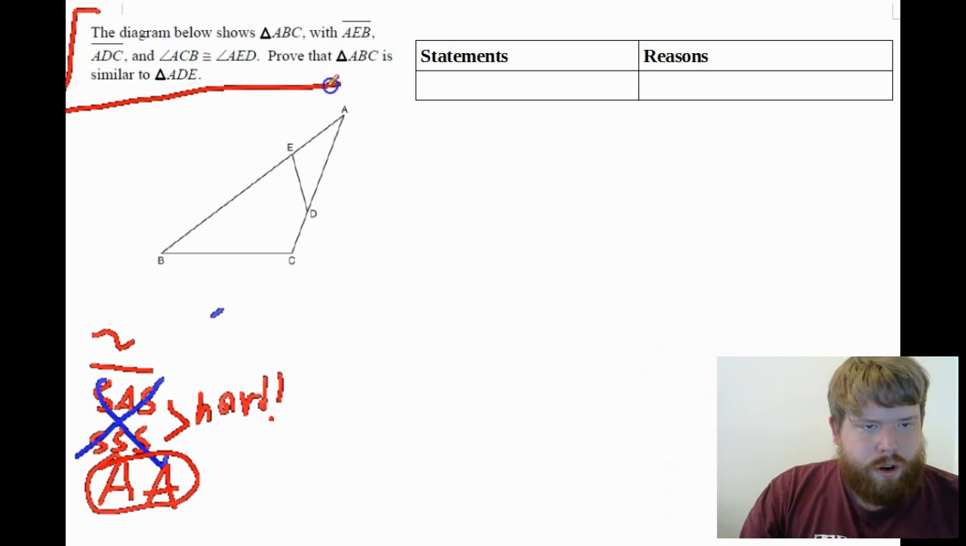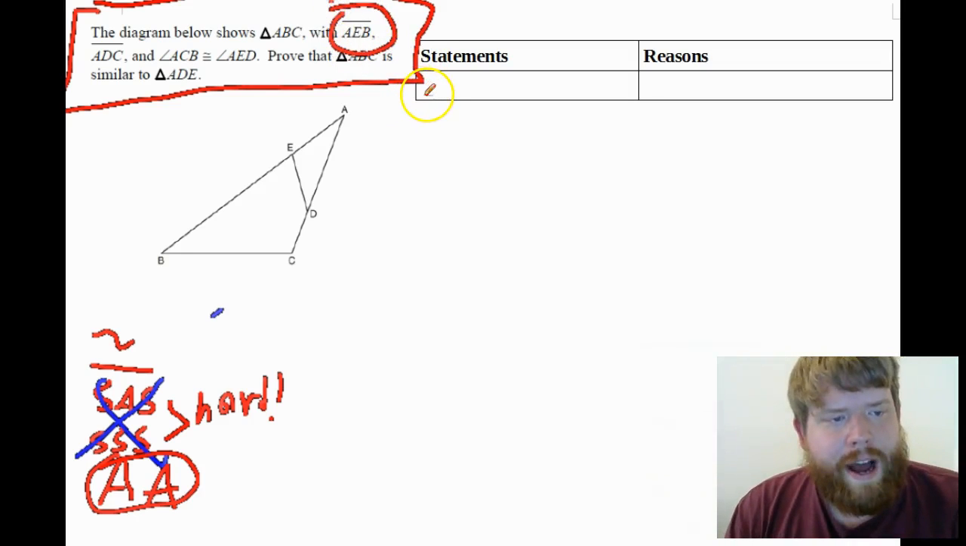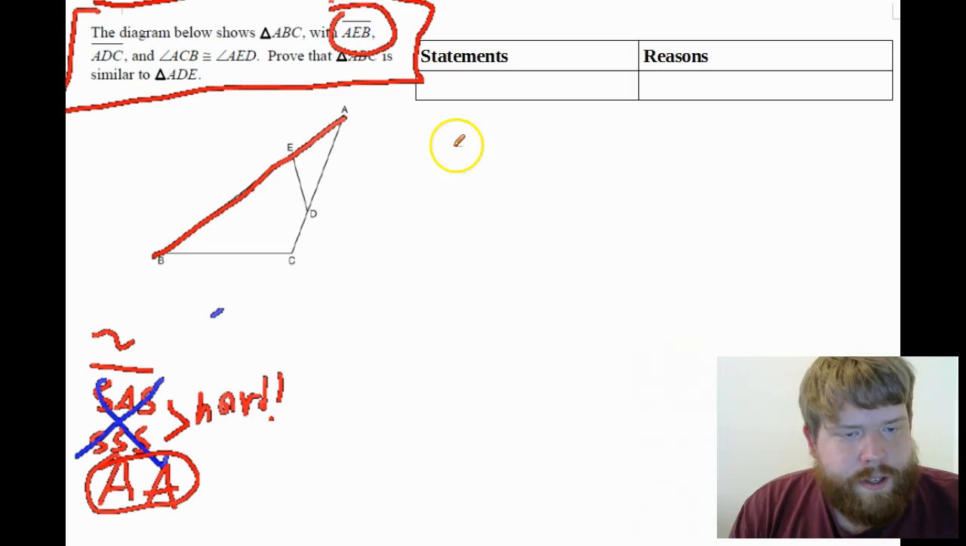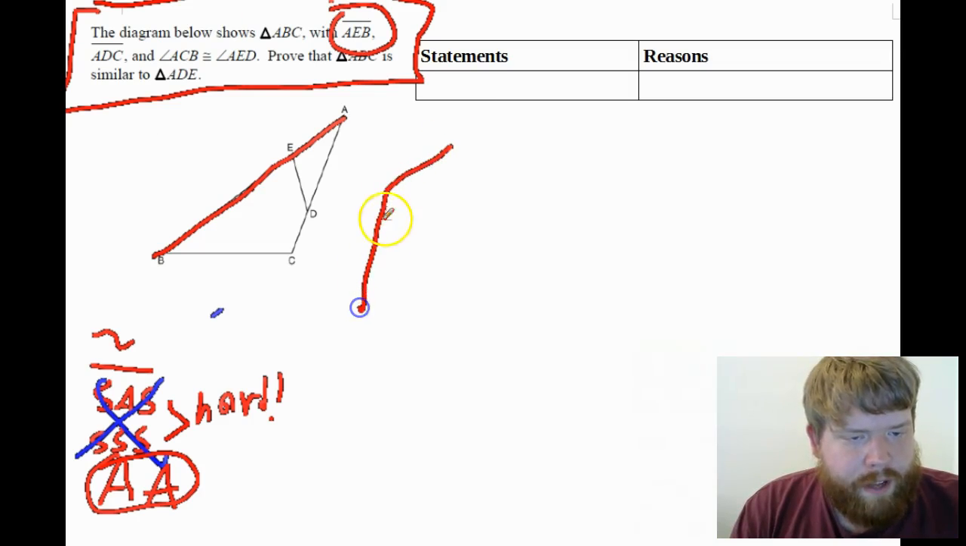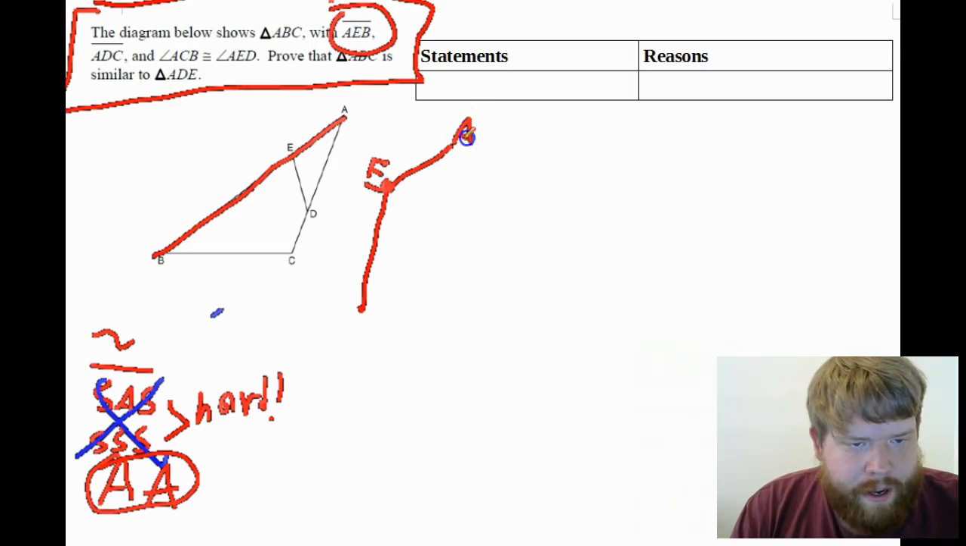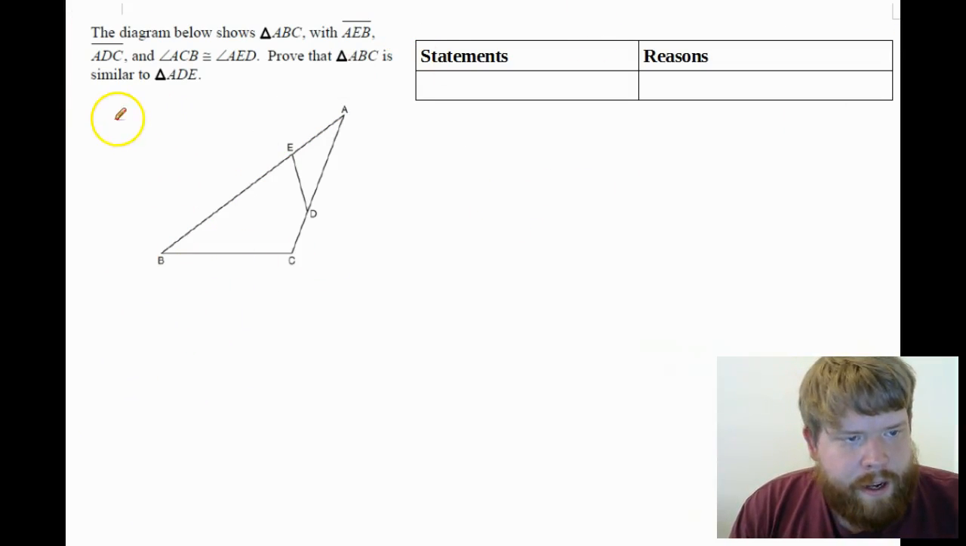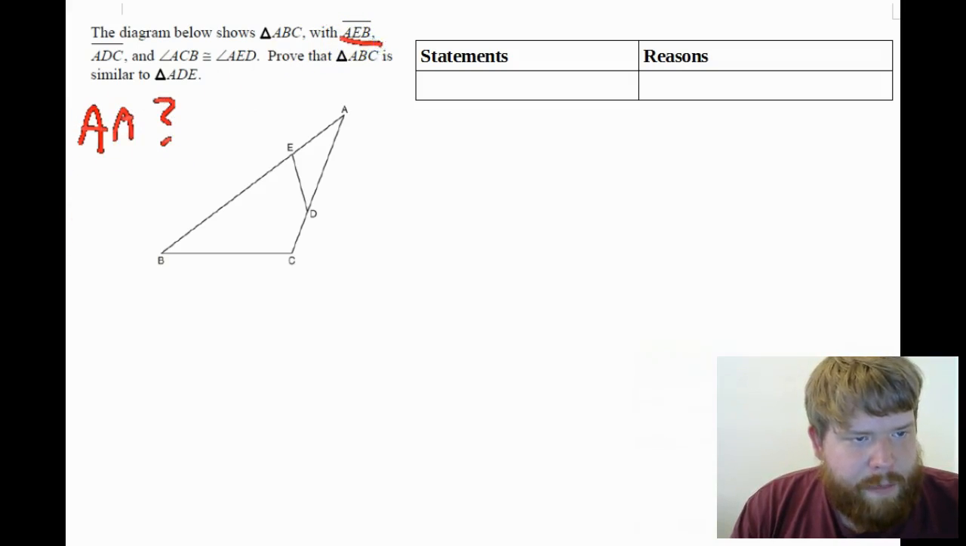The diagram below shows triangle ABC with, by the way, when you have 3 letters like this, that just means A and E and B are all in a straight line together. So what they're telling you is that this picture doesn't show something like this, where there's a corner at E, but rather that A, E, and B are all together on one straight line. Okay, that's good to know. I'm going to just erase all that. We're still thinking AA.